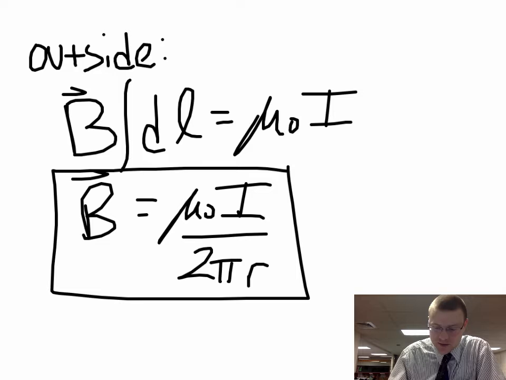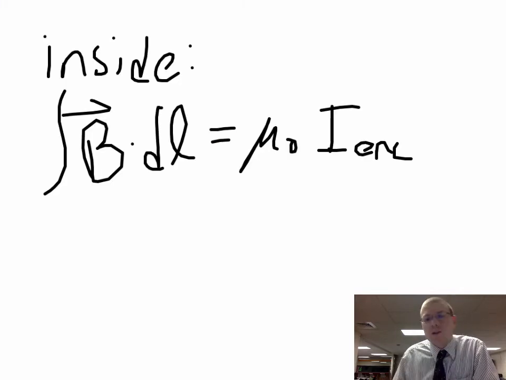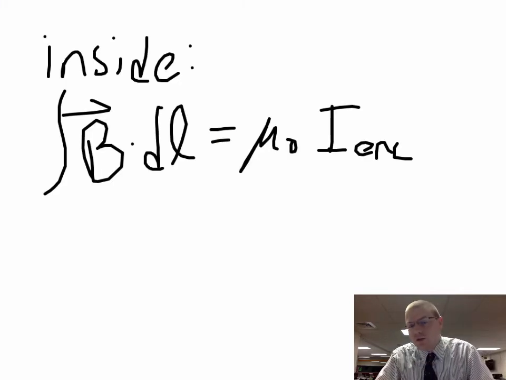What if we go inside? You can see this inner surface here is not enclosing the entire wire, so that means I'm not enclosing the entire current. So in this case, if I want to go inside, I have to do the Amperian loop with the enclosed current.